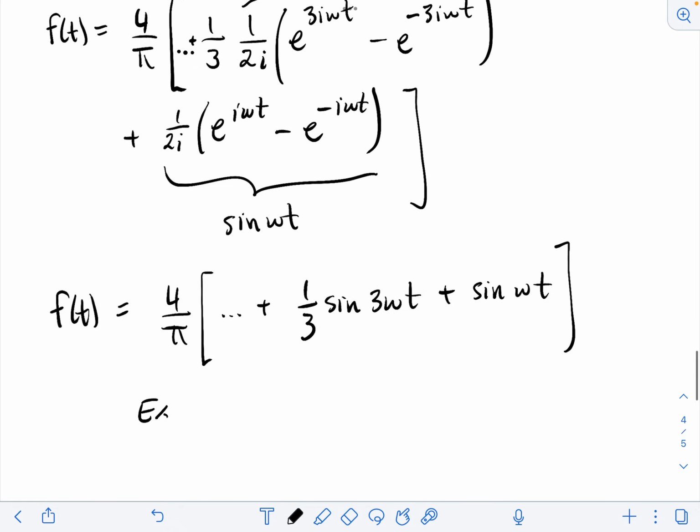And if you look at this, this is exactly as we had previously. So it's not a surprise that the Fourier series that we calculated in terms of complex exponentials is equivalent to the one that we had previously calculated in terms of the sines and cosines. In this case, all the cosine terms were 0. So if we added more terms, there would be a 1/5 sine 5 omega t plus a 1/7 sine 7 omega t, and so on. Okay, so that's where I'm going to stop.